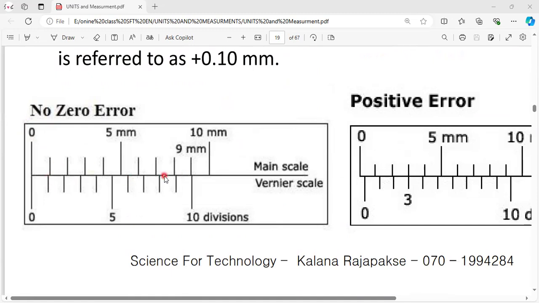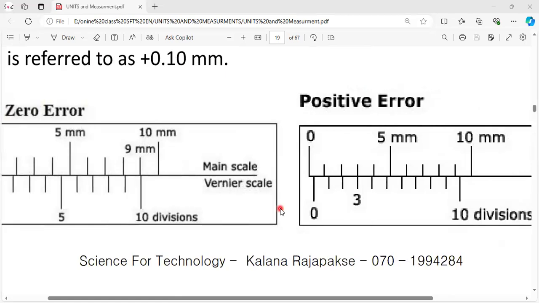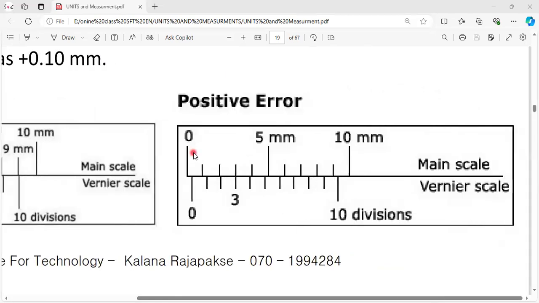We are only concerned about aligning these two zeros on top of each other. And positive error means, as I said earlier, the vernier scale zero is shifted to the right-hand side. There's a small gap, and this small gap is going to be the positive error. So you can usually use this measurement instrument to measure anything. However, this positive error always has to be subtracted from the final value.